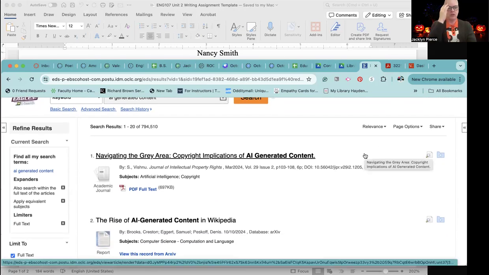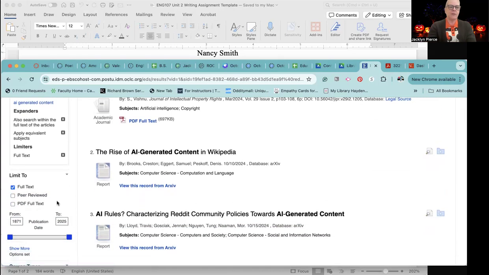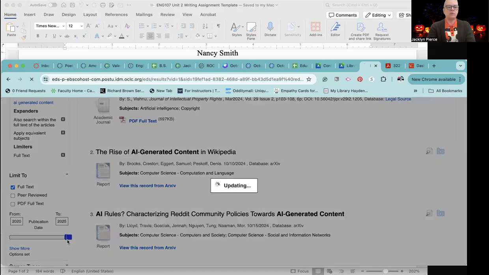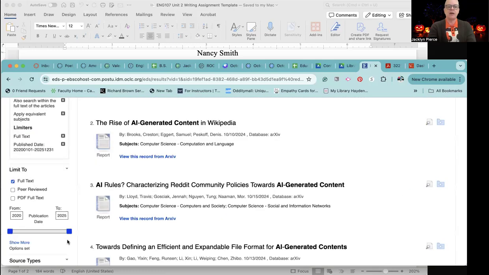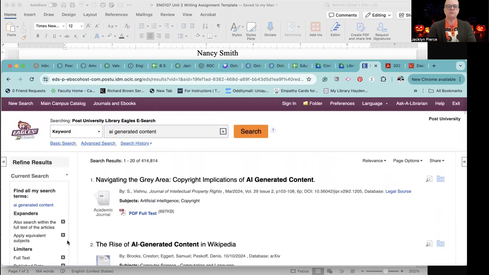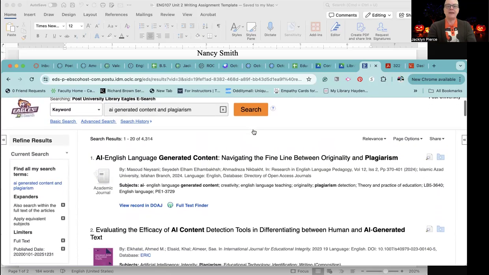Now, you may want to make sure that you're only seeing things that are from full text, and that's an automatically checked box. You may also want to say, I only want to see things from the last, let's say 5 years, because of course AI is fairly new. So we can change this. Let's do 2020. That'll take it down some, but we still have over 400,000. I'm going to put in just to see if I can narrow it down a little more. Since this week we're studying plagiarism, I'm going to put in the words and plagiarism and research. And now I'm down to 4,000.